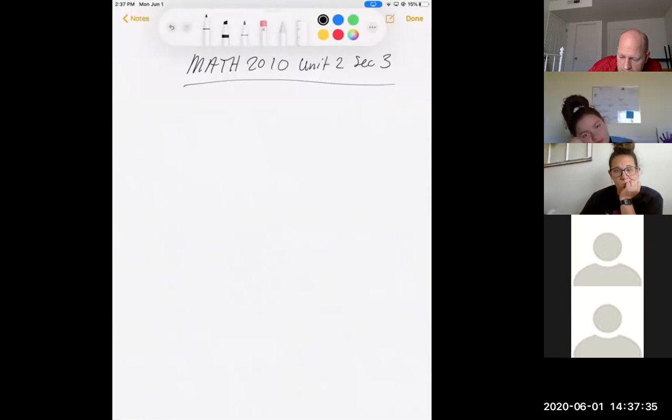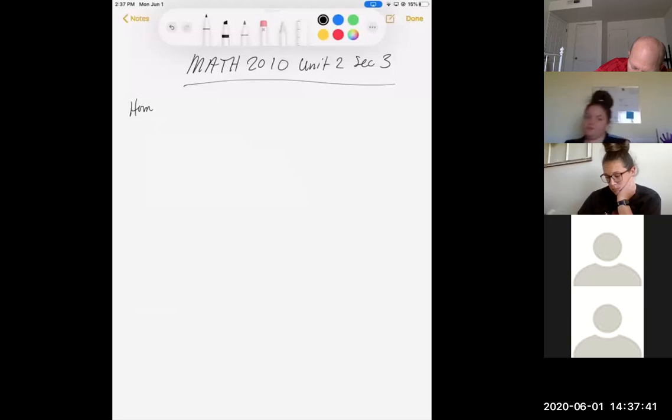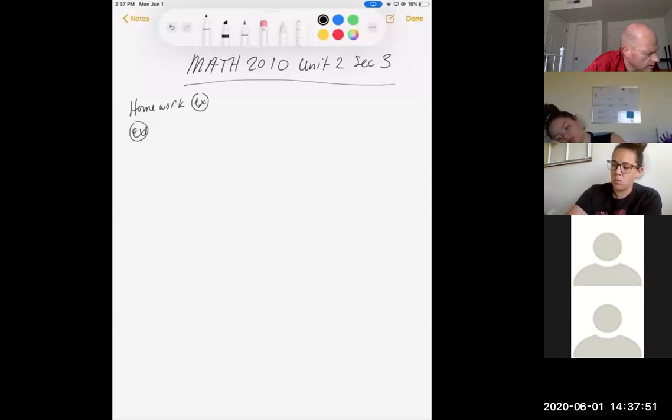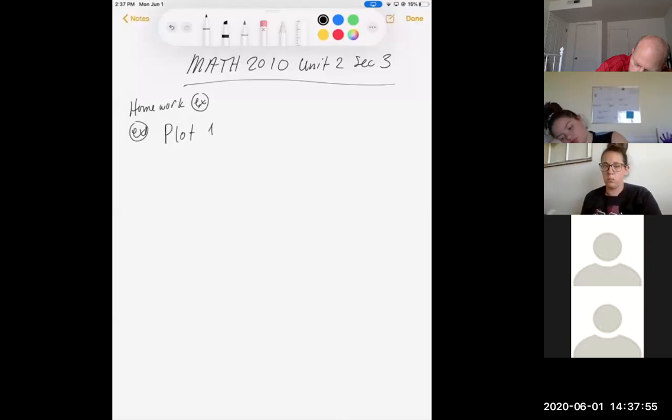Okay, so Unit 2, Section 3, homework examples. Example number 1. I'm going to give you a number line. I want to plot 1 on the number line.